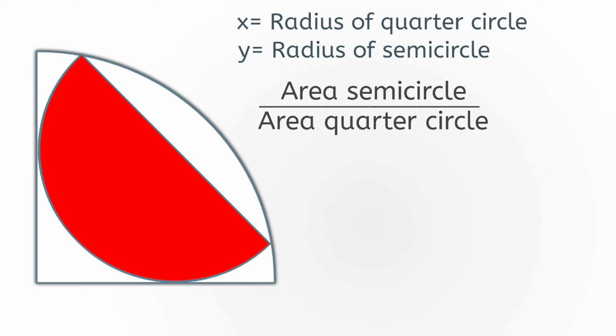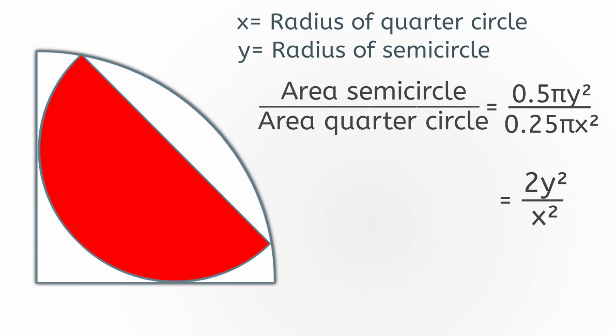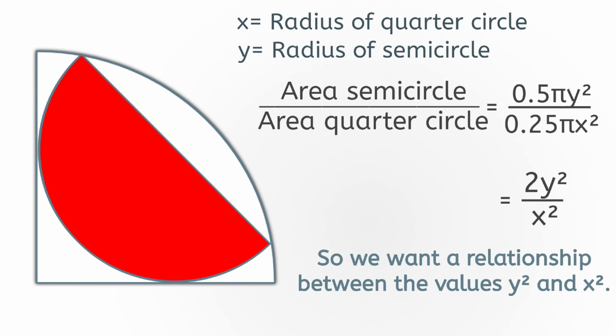Now, the area of the semicircle will be equal to 0.5 times pi times y squared. And the area of the quarter circle will be equal to 0.25 times pi times x squared. Simplifying this, we get 2 times y squared over x squared. So, we want the relationship between the values y squared and x squared.